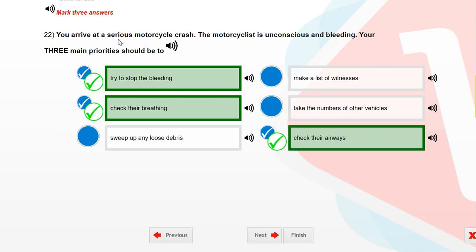You arrive at a serious motorcycle crash. The motorcyclist is unconscious and bleeding. Your three main priorities should be to try to stop the bleeding, check their breathing, and check their airway.